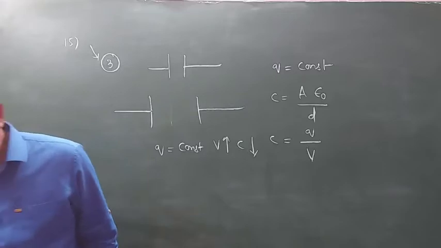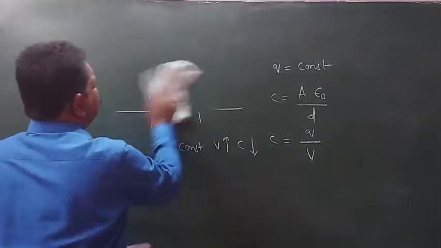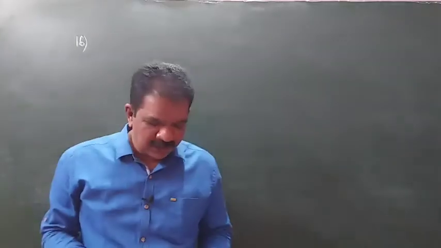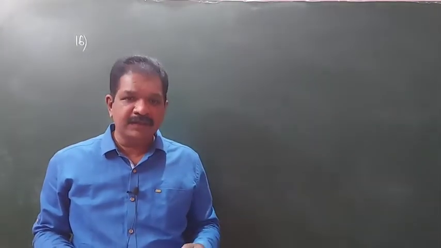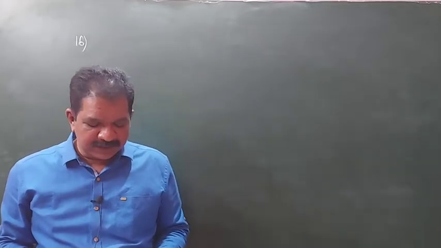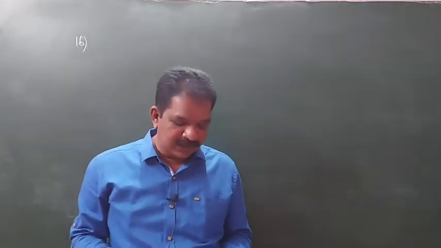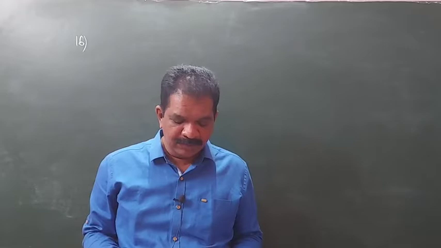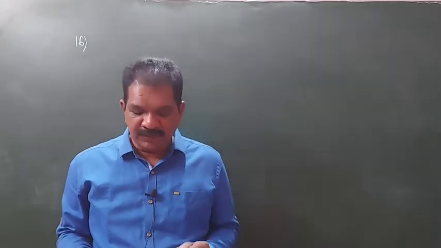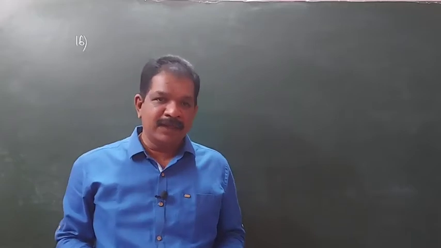Next, 16. A spherical shell of radius 10 centimeter is carrying a charge. If the electric potential at a distance 5 centimeter, 10 centimeter and 15 centimeter from the center of the spherical shell are V1, V2 and V3, what is the relation between them?